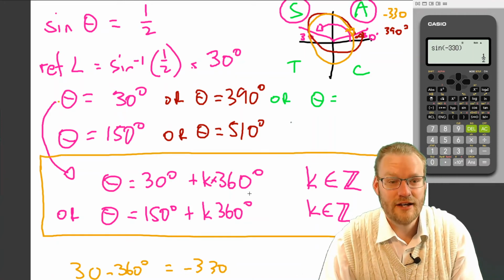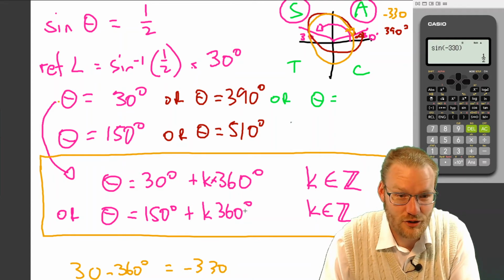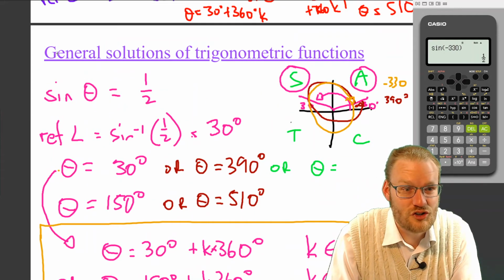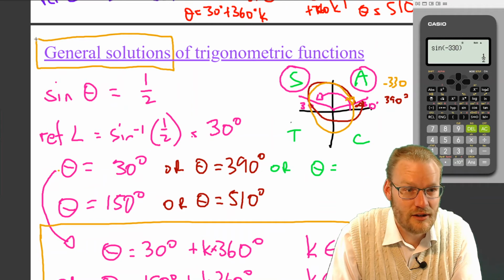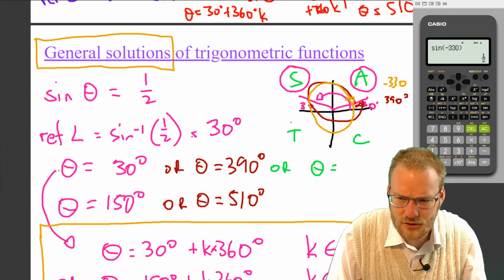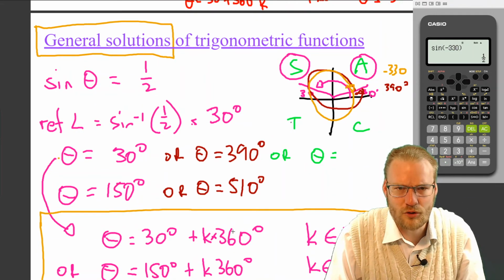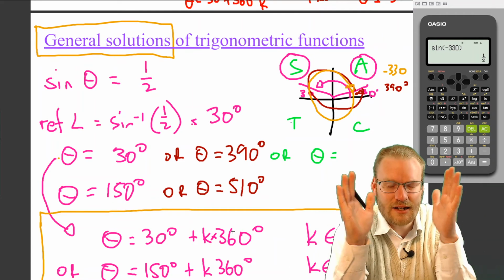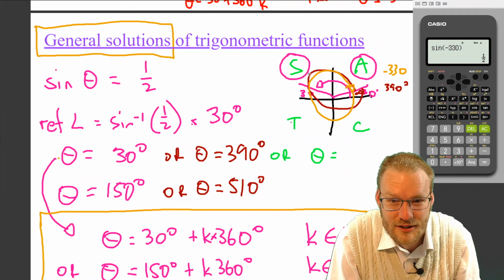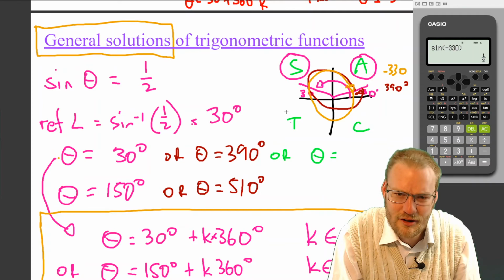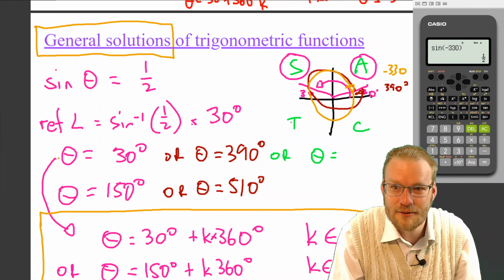You're going to have infinitely many solutions. So what this is called is the general solution. In other words, it's always going to hold regardless of what theta is. We're not stuck in just our 0 to 360. We're not stuck in this little Cartesian plane, because we can keep going around again and again.